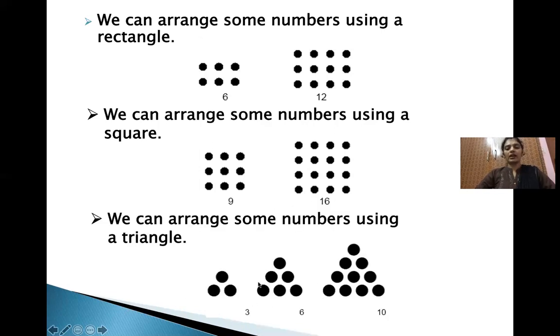Let's come to triangle. For a triangle, we have to arrange the dots in a descending order, in a particular order. Like for 3, we can arrange first 2 dots, then 1 dot. For 6, we can arrange 3, 2, 1. For 10, we can arrange 4, 3, 2, 1. So like this, we have to arrange the numbers in a descending order.